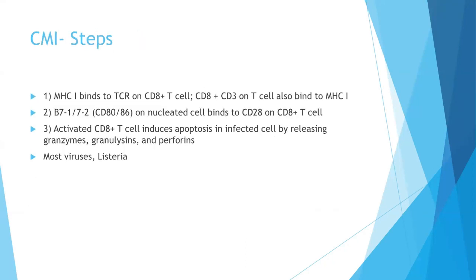Talking about the cell-mediated immunity steps, first the MHC1 binds to the T cell receptor on the CD8 positive T cell. And then the B7-1 or B7-2 on the nucleated cell binds to the CD28 on the CD8 positive T cell. Then the activated CD8 positive T cell induces apoptosis in infected cells by releasing granzymes and granulysins. Most of the viruses and bacteria like Listeria use this cell-mediated immunity pathway, also the Mycobacterium species.